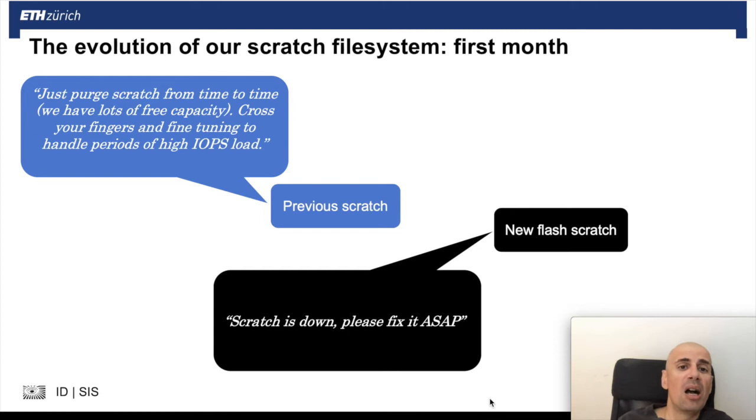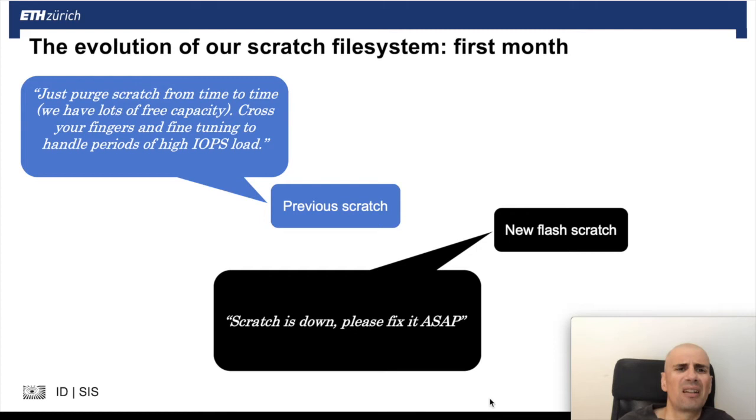With our previous scratch, we were basically saying we just purge scratch at night time, because I remind you that we were just using 20% of the capacity of the scratch file system, which gave us a lot of room to do these purges, looking for files that were not accessed for more than 15 days. So from time to time we would clean up, but this was not a hard requirement, right?